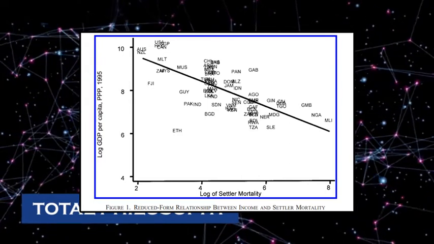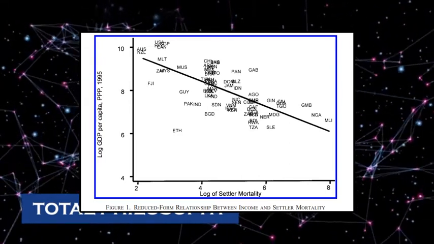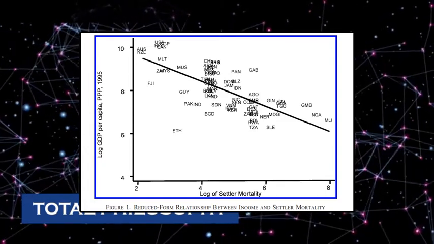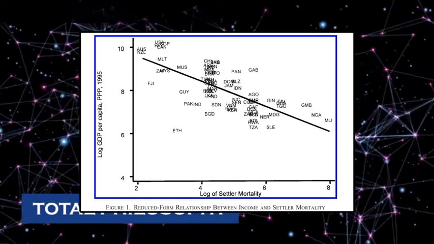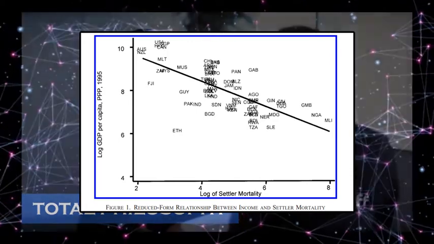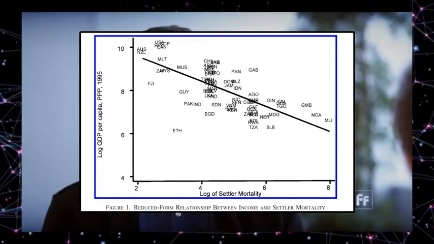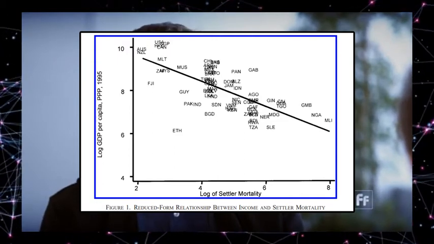To substantiate this, we regress current performance on current institutions, and instrument the latter by settler mortality rates. Since our focus is on property rights and checks against government power, we use the Protection Against Risk of Expropriation Index from Political Risk Services as a proxy for institutions.